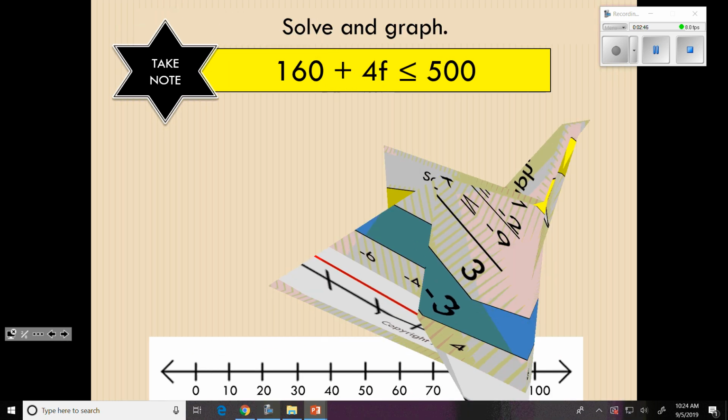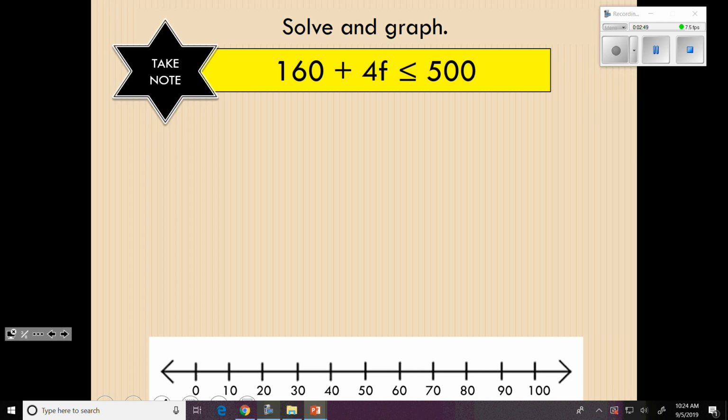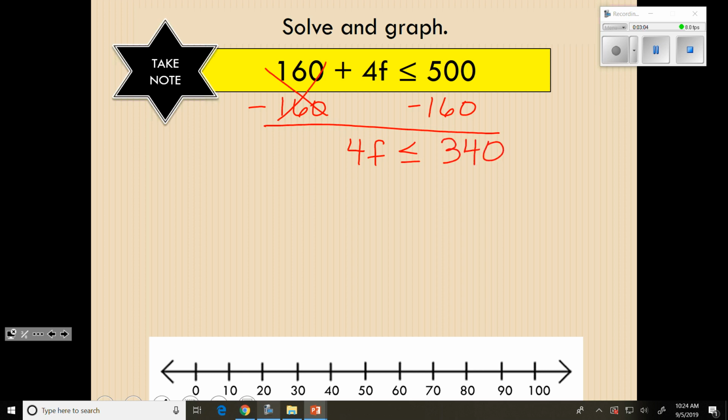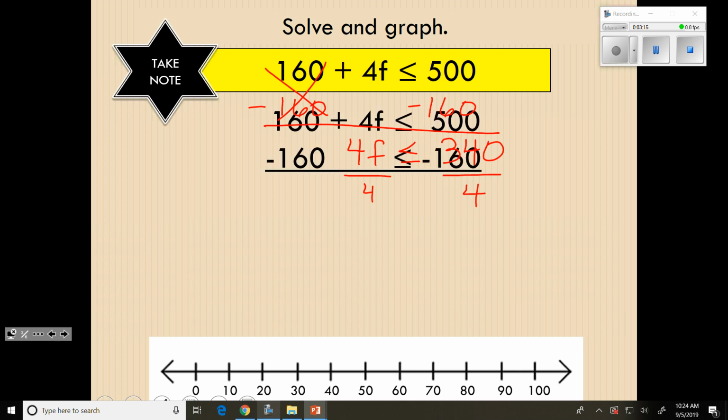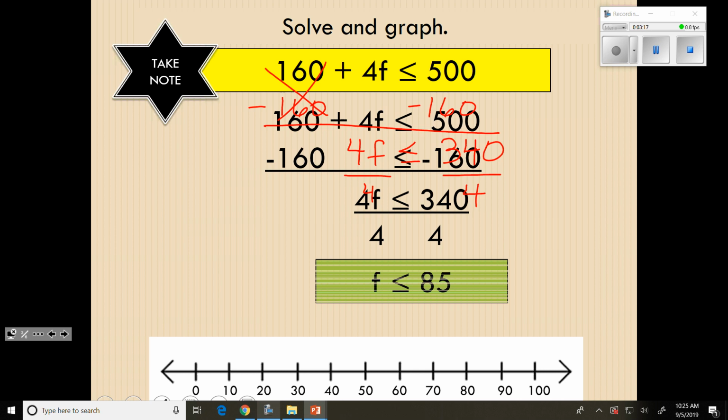In our second example, which works exactly like the first one, we begin by subtracting 160 on both sides of the inequality. That leaves us with 4f ≤ 340, if my mental math skills are on target today. Next, we want to divide both sides by 4. And that would give us, I believe, 85. Here, let's see. Yes, f ≤ 85.